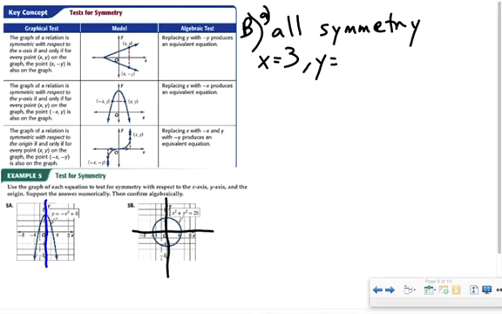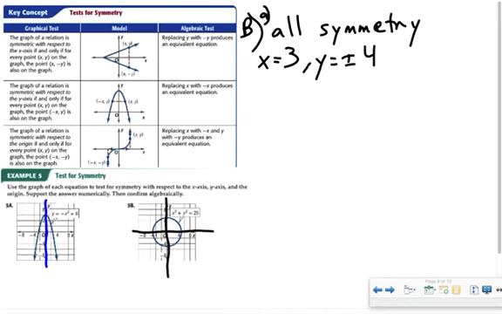So if x equals 3, then what does y equal? Well, 3 squared is 9. I would subtract the 9 from the 25 and get 16. So y would equal positive or negative 4.